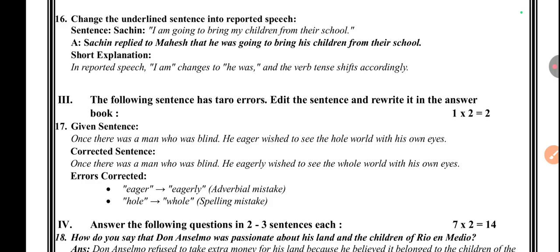Question number 16. Change the underlined sentence into reported speech. Sentence: Sachin, I am going to bring my children from their school. Sachin replied to Mahesh that he was going to bring his children from their school. Okay, in reported speech, I am changes into he was and the verb tense shifts accordingly.